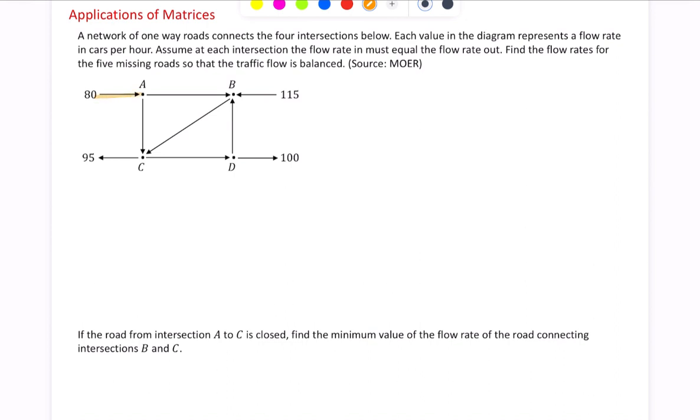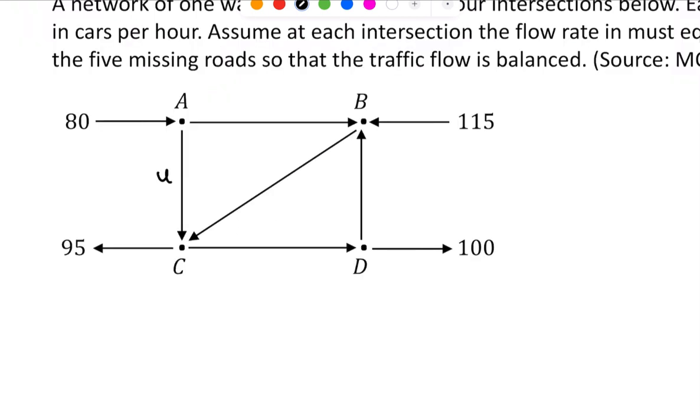Okay, so the flow rate into intersection A and into intersection B and out of intersection C and out of intersection D are known. But the 5 interior one-way roads, we do not have flow rate information for those. Let's label these 5 with some variables to represent the flow rates for each of these 5 one-way road segments. Let's say the roadway connecting A to C has a flow rate of U, connecting A to B has a flow rate of V. The diagonal B to C, let's say it has a flow rate of X. C to D is a flow rate of Y, and D to B is a flow rate of Z.